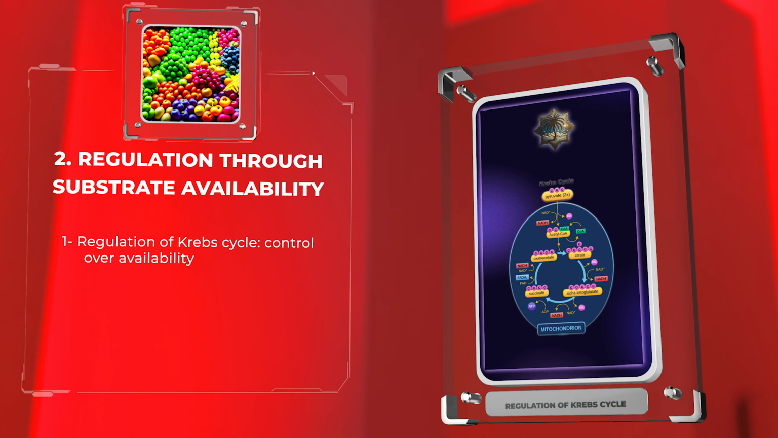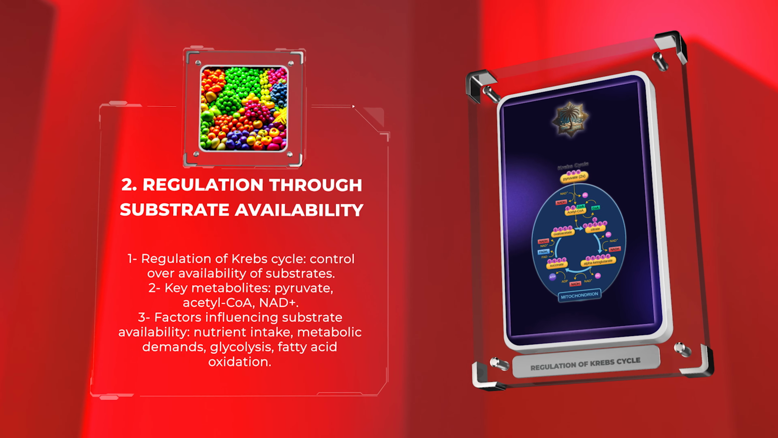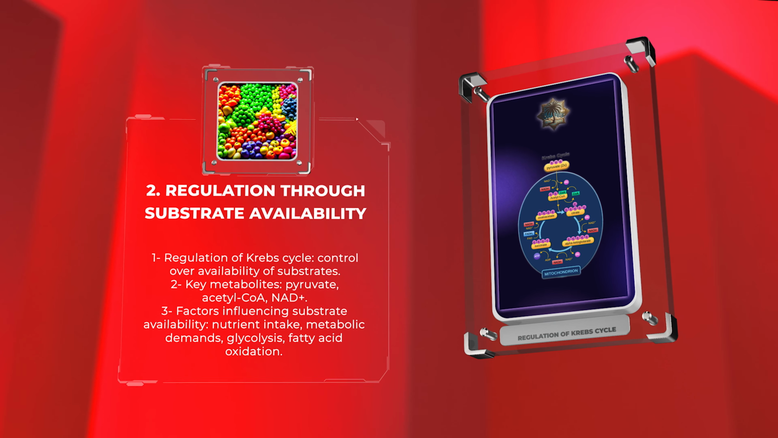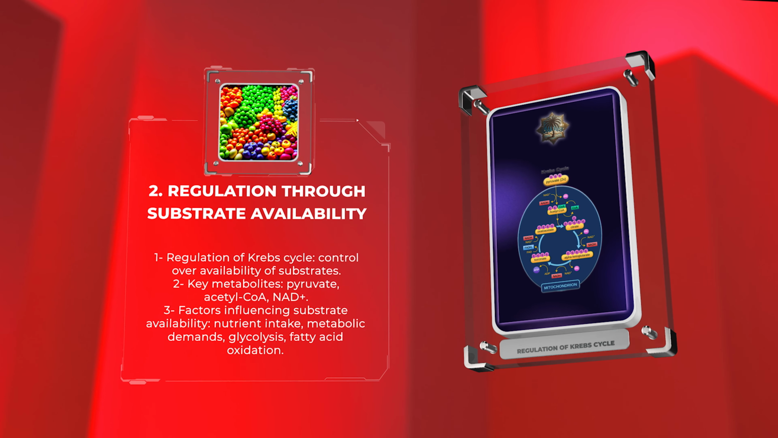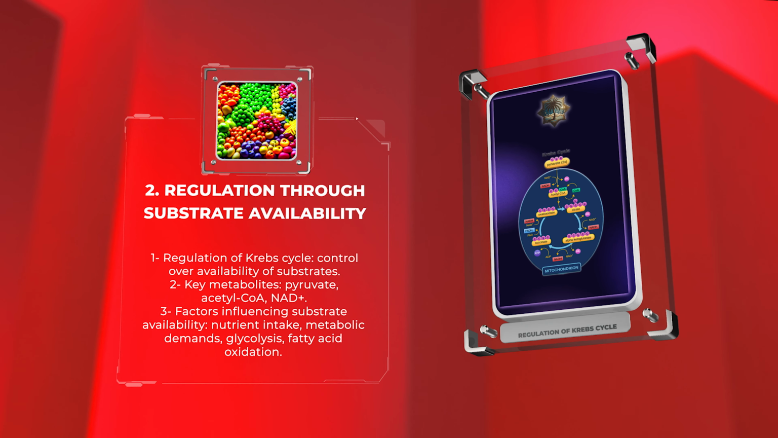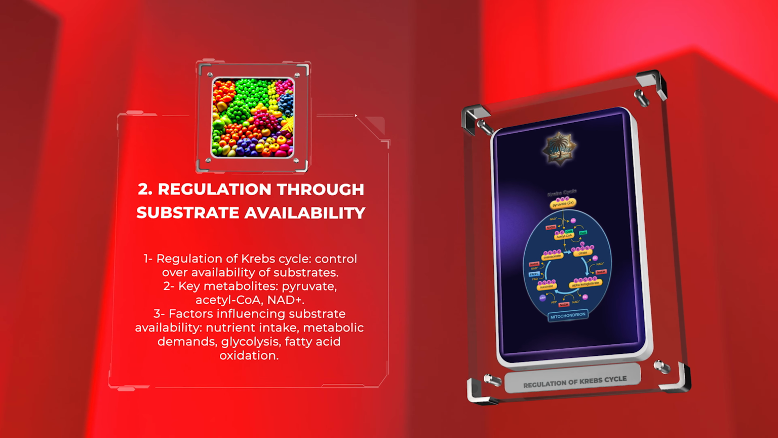The regulation of the Krebs cycle includes control over the availability of substrates required for its proper functioning. Key metabolites, such as pyruvate, acetyl-CoA, and NAD+, act as central regulators. The availability of these substrates is influenced by factors like nutrient intake, cellular metabolic demands, and the activity of upstream metabolic pathways like glycolysis and fatty acid oxidation.